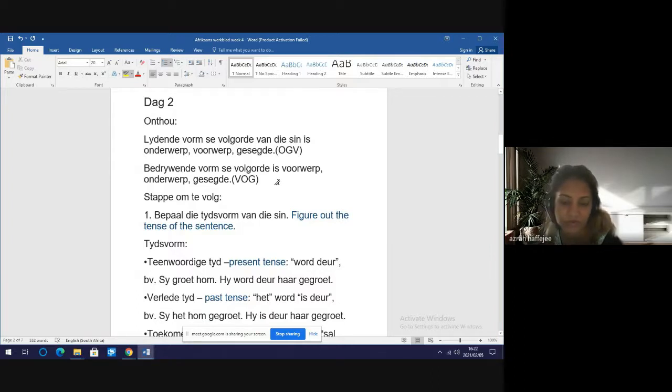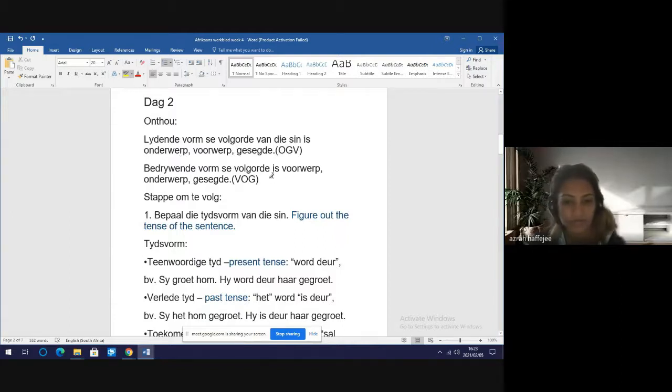Bedrijvende vorm se volgorde is voorwerp, onderwerp en gesegde. So basically, when you are speaking, you can use an example like John kicks the ball. Your subject is John, your verb is kicks, and then your object is obviously the ball. But in the leidende vorm, we will change it to start with the object first. So it will become die bal word deur John geskop. So we write it slightly differently when we're looking at leidende vorm.